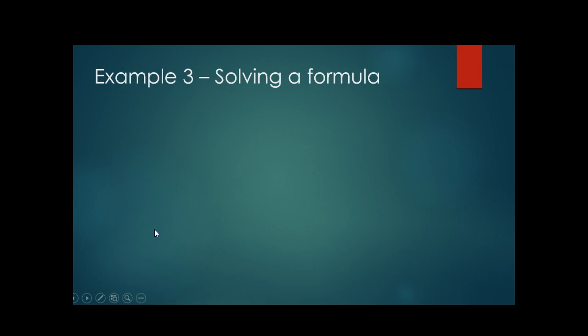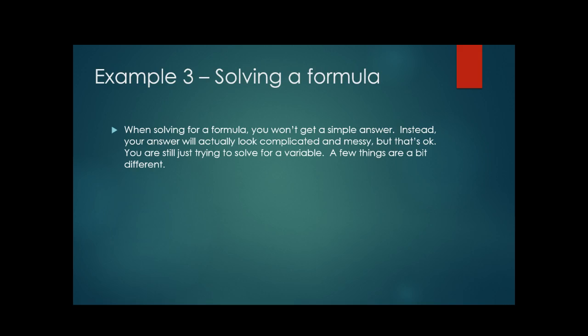Next example is a little bit more difficult. We're going to be solving a formula. A formula doesn't give you a simple answer because there are going to be lots of different variables, so it doesn't give you just a single number. Instead, your answer is going to get more complicated, more messy, but that's okay. That's what we're looking for. You're just trying to solve for a variable. So a few things are a bit different.